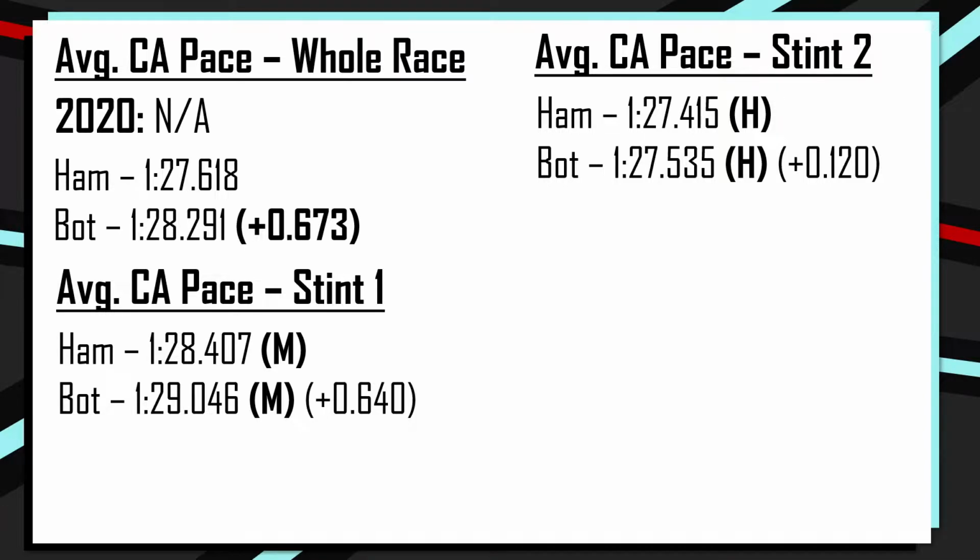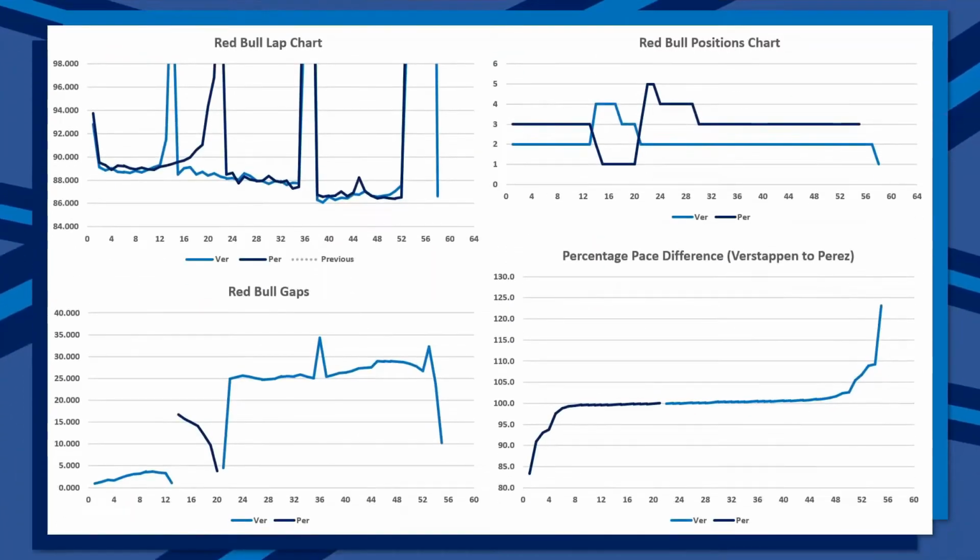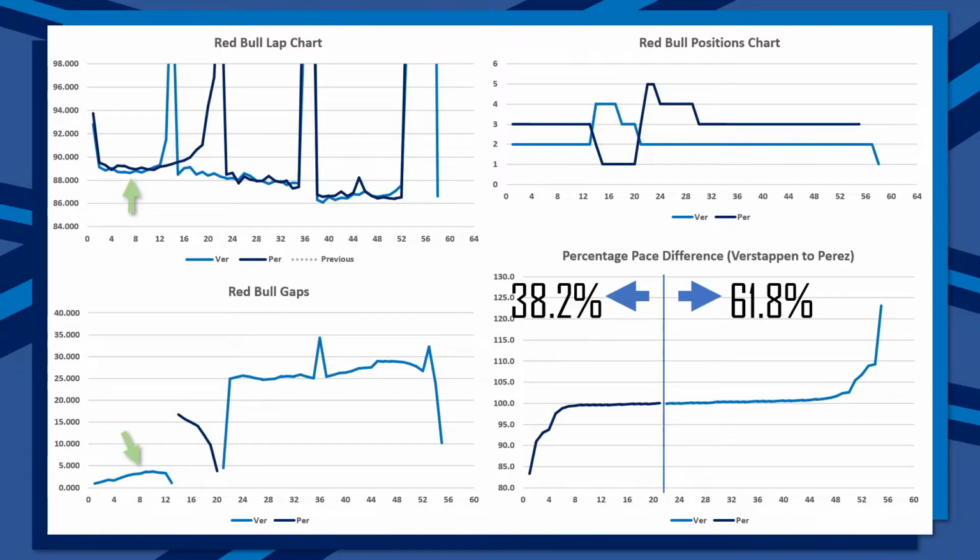And so moving from Mercedes, we'll now take a look at Red Bull. And again, splitting that percentage pace difference down the middle, we can see that for 38.2% it was Sergio Perez in the dark blue line who was the faster car, and therefore for 61.8% it was Max Verstappen in the light blue.